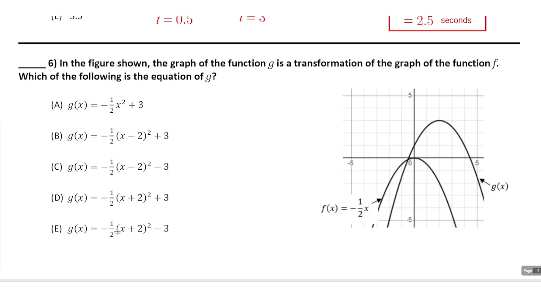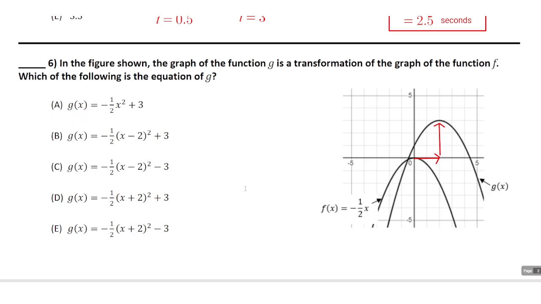Now, all of these answer choices have that negative 1/2, so it doesn't really help us to identify that, but I did want to point out that if these had different widths, then this a value would have to be different. But this is set up so that they're the same. And really, all you need to keep track of is how we get from f to g. In this case, we're going to the right 2, and then up 3.